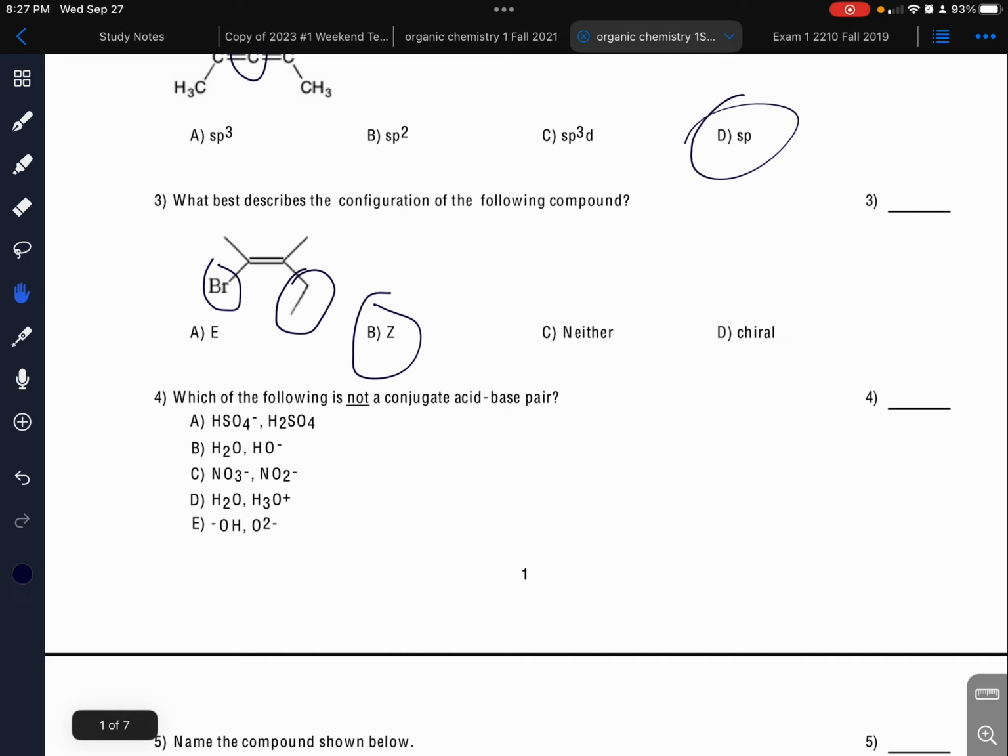Which of the following is not a conjugate acid-base pair? If I'm looking, the only one that does not differ by a proton is this one, because I have different numbers of nitrogen and different numbers of oxygen. That's not part of being an acid-base pair.